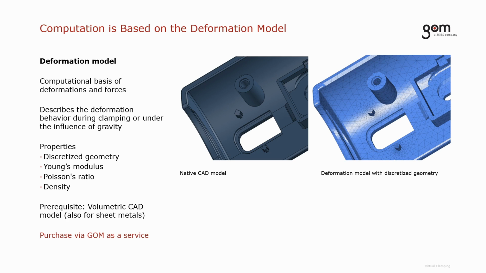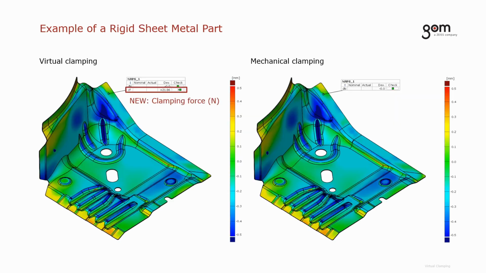It requires a volumetric CAD model, also for sheet metal, a CAD model that actually has a thickness. Once you give that to GOM, you get back your deformation model. Here you can see the same part we did in the demo. You see the virtual clamping side and the actual mechanical clamping side, and they're almost perfectly identical, except with virtual clamping you get a number for how hard it was to clamp, instead of a worker saying, hey, that's a little tough to push down there.